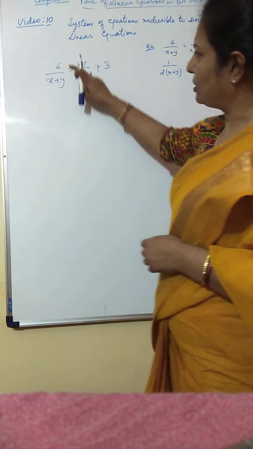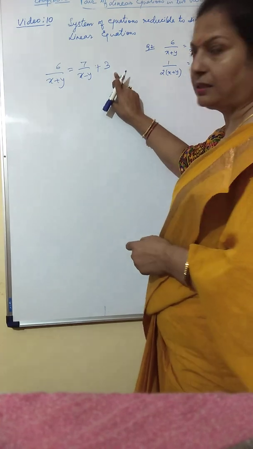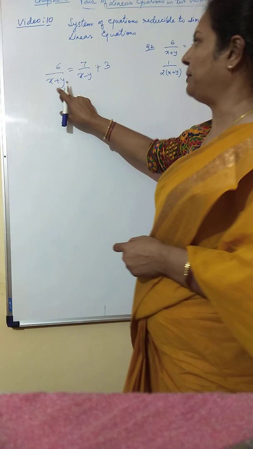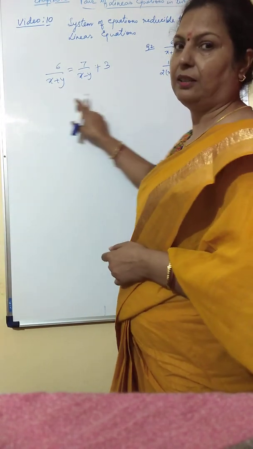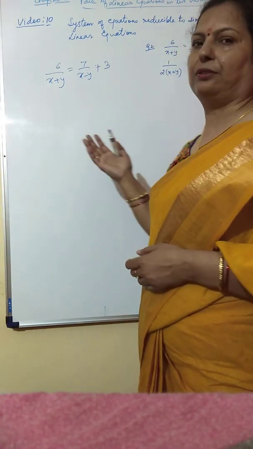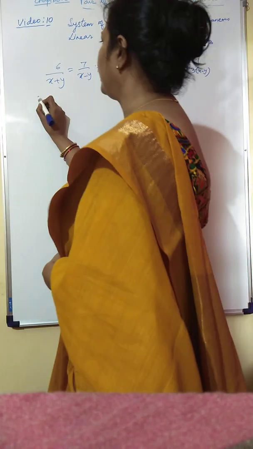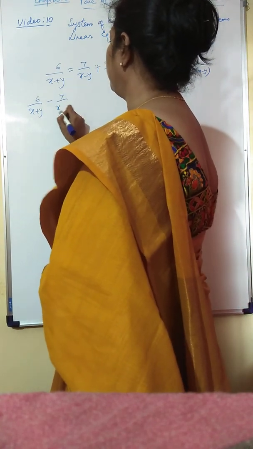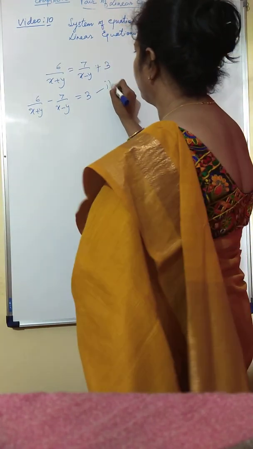So the first equation is 6 by (x plus y) is equal to 7 by (x minus y) plus 3. Again you see, this is an equation in the form x plus y and x minus y, and again the variables are in the denominator. So first we convert it to an equation of our general form, a1x plus b1y is equal to c. So we write it as 6 by (x plus y) minus 7 by (x minus y) is equal to 3. I call this equation 1.